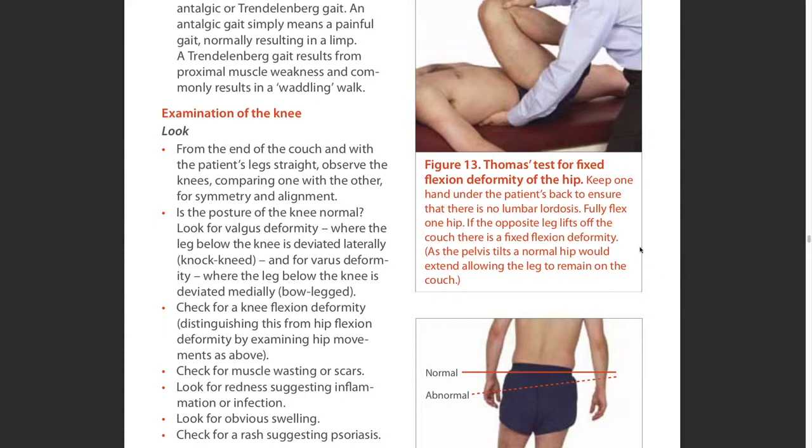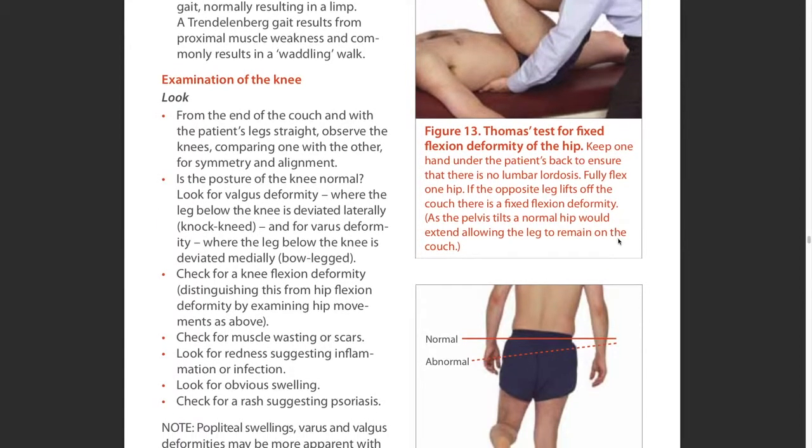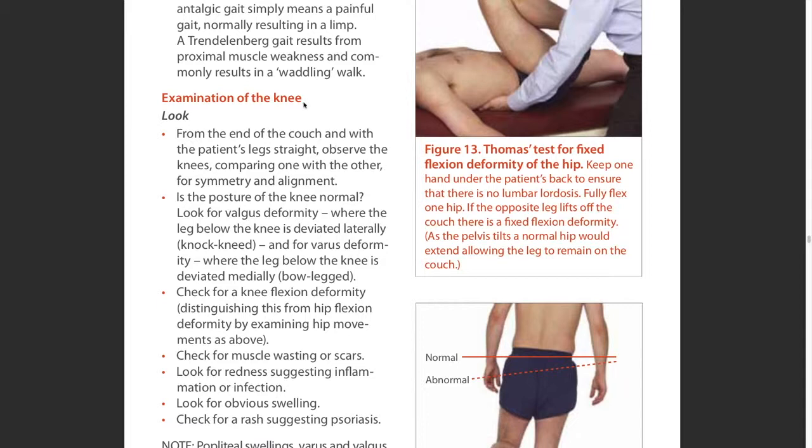Hello everyone, today we'll be looking at the examination of the knee. This is REMS of the knee. REMS stands for Regional Examination of the Musculoskeletal System.